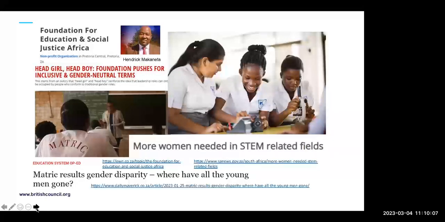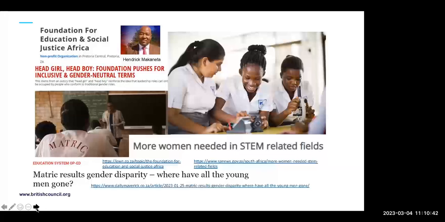The foundation Deputy Chairperson, Hendrik Makaneta, puts it as follows: we must protect their rights as well in order to build an inclusive education system. Because if you continue to use head boy and head girl, it means such learners may not be able to participate fully in the leadership structures of learners within the terrain of education.